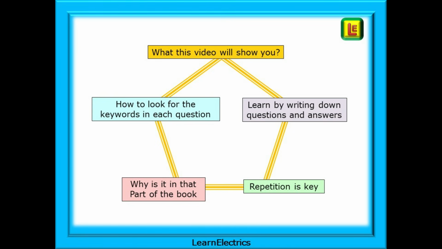Above all, we hope to impress upon you the need to keep practicing the questions, keep revising. Repetition is the key to locking information into your memory. Write down the questions, write down the answers, it all helps.